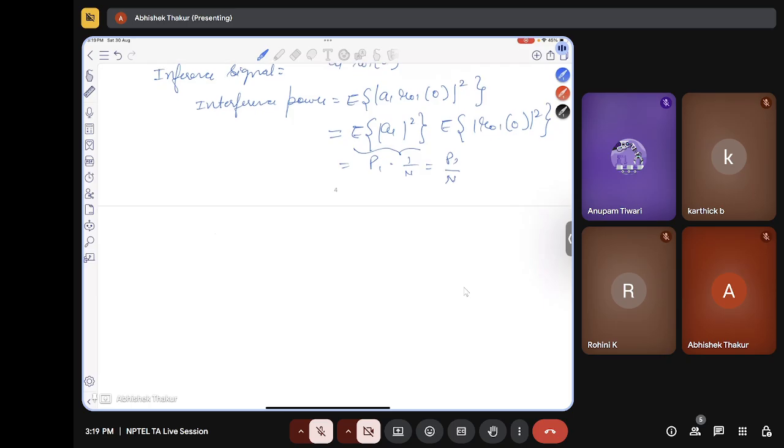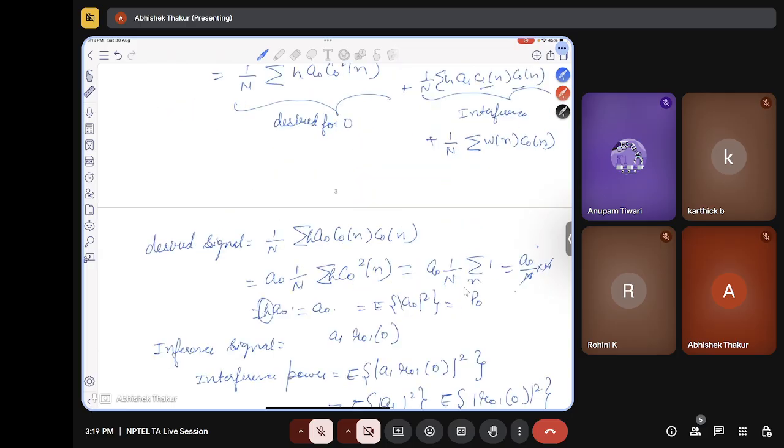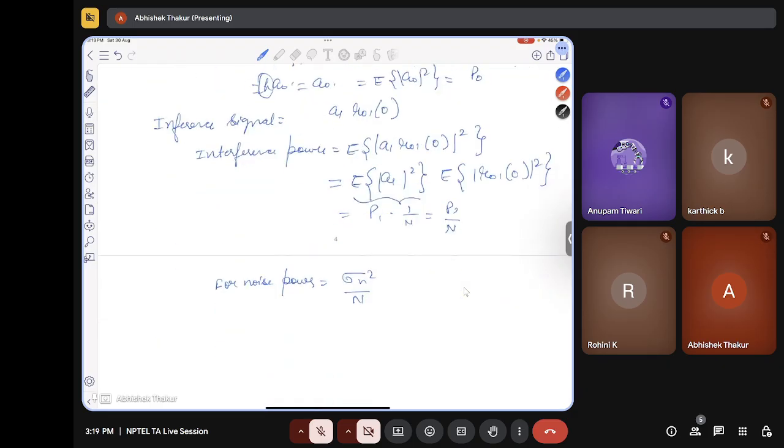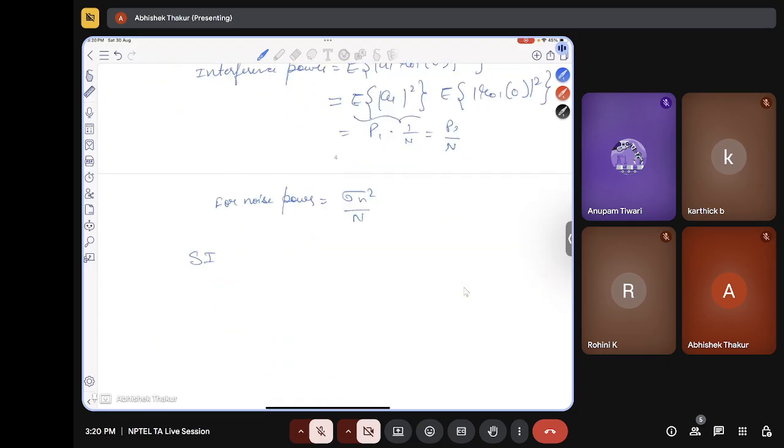And the noise power will be sigma n squared by n. So this part is our noise. So now the signal to interference plus noise ratio will be P naught divided by sigma n squared by n, this is the noise, and interference is P1 by n. So here we can write P naught into n divided by P1 plus sigma n squared.